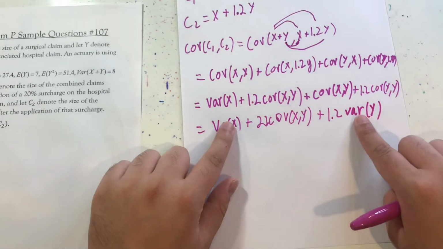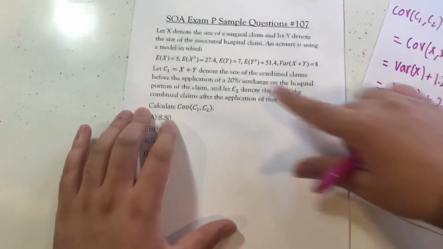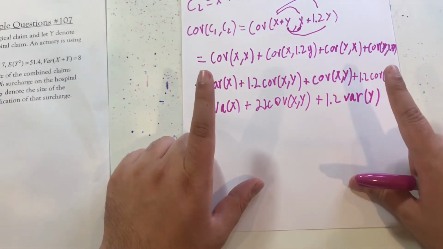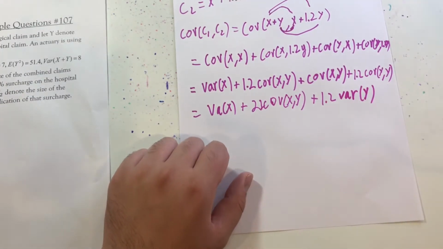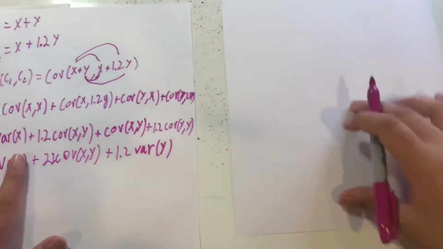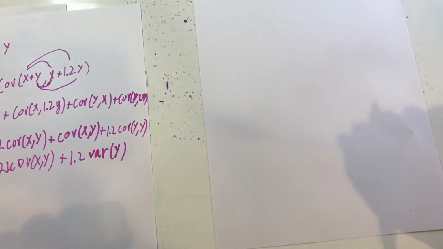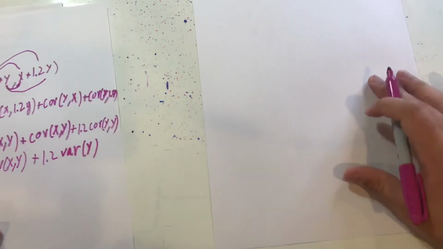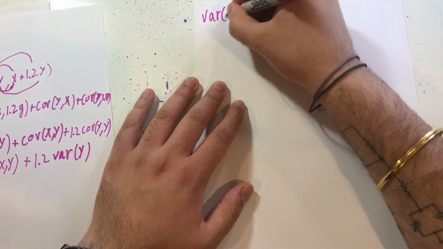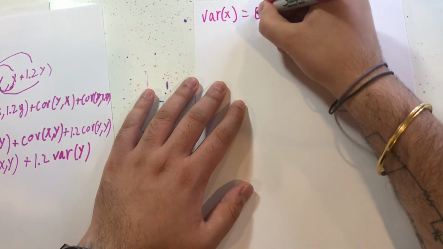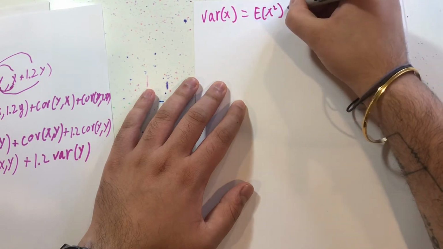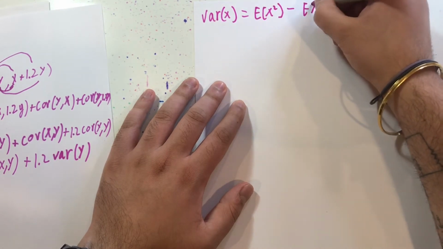They give us the variance of, oh no, they don't. Actually, they only give us expected values. So we actually need to calculate the variance of X, variance of Y, as well as the covariance of XY. Okay. So let's get into this. So variance of X, pretty simple. That's equal to the second moment minus the first moment squared.